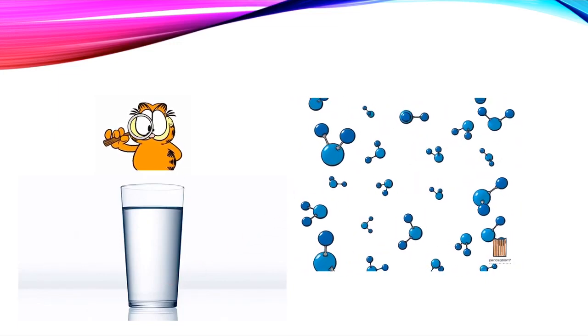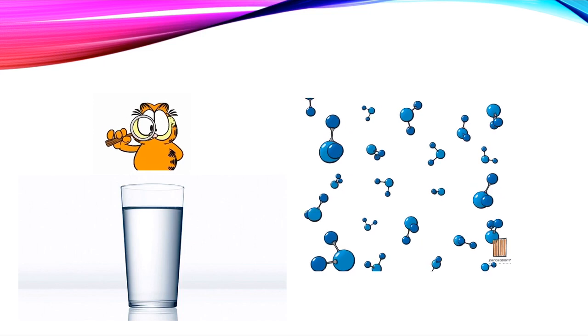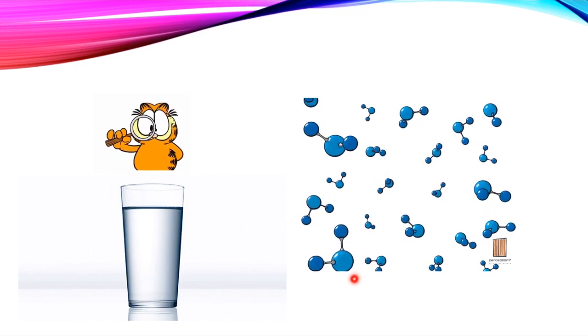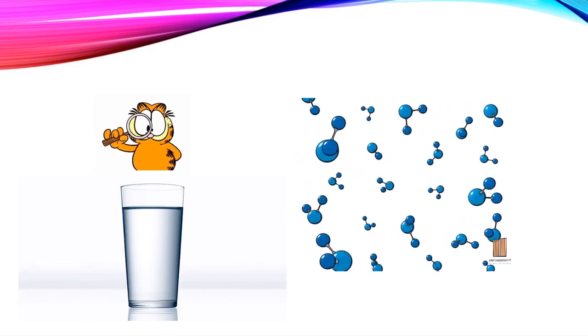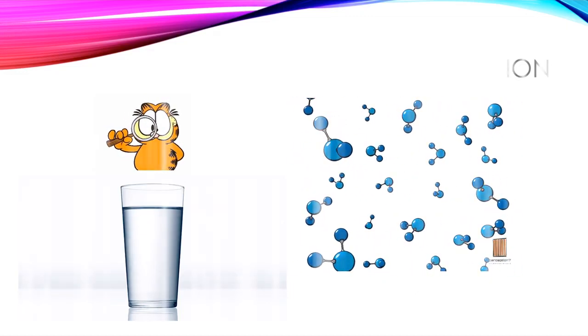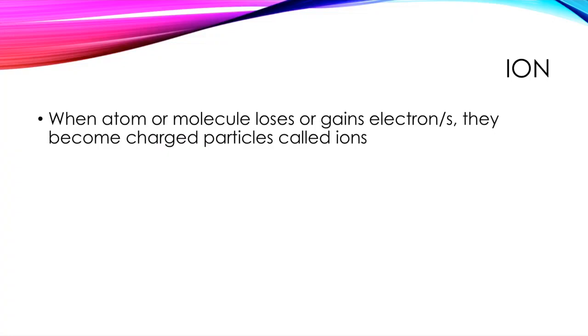So one particle itself is called a molecule, and so many particles together are considered a compound. Okay, what is an ion? An ion is basically an atom or a molecule that loses or gains an electron.